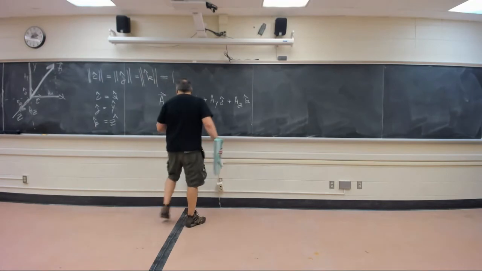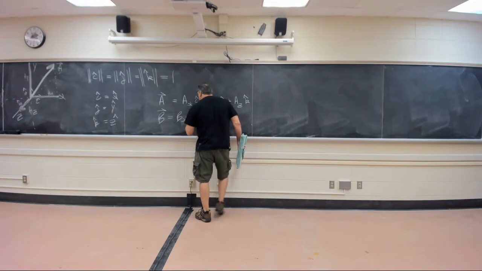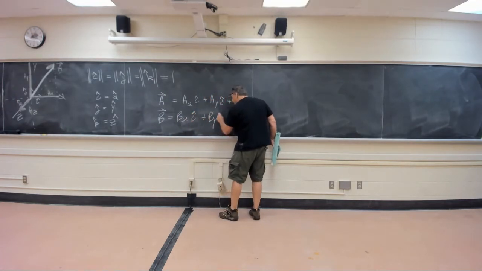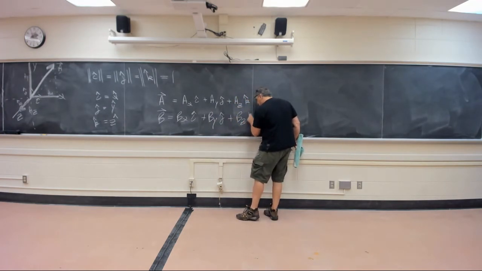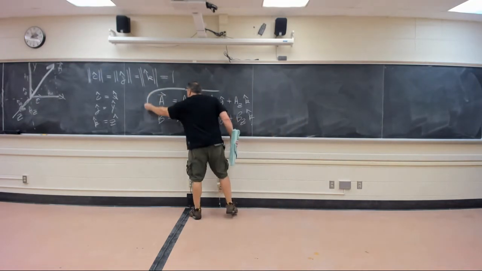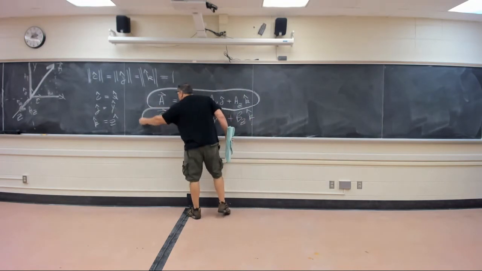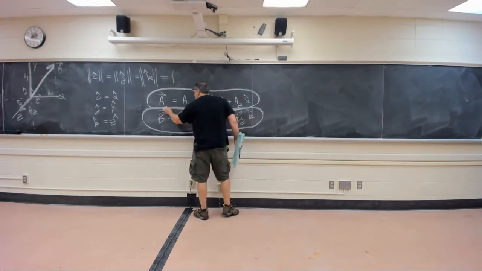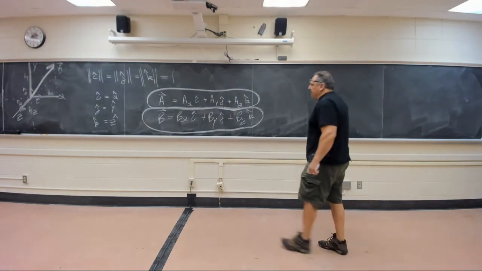So I'm writing it like this. If you had the same kind of argument, b vector is b sub x i vector, b sub y j vector, b sub z k vector. Well, here we go again. So we have two different vectors.